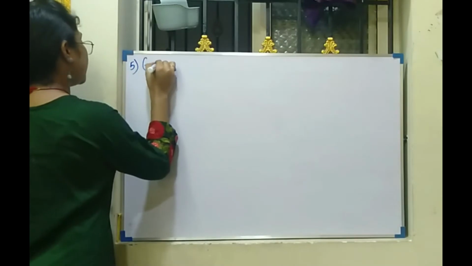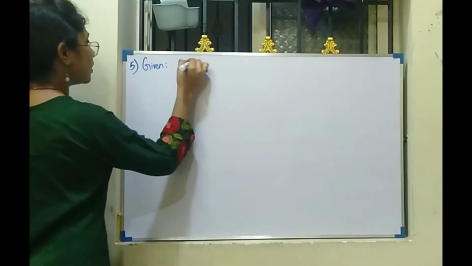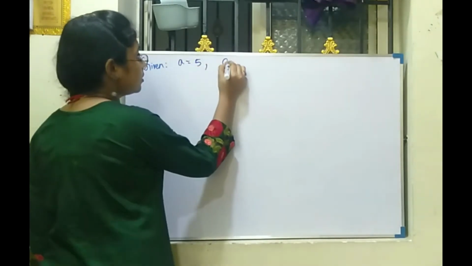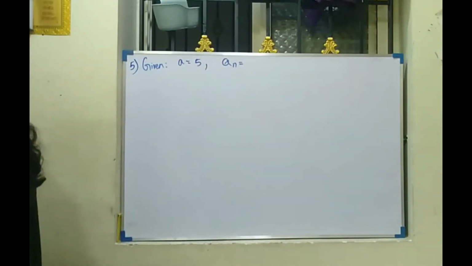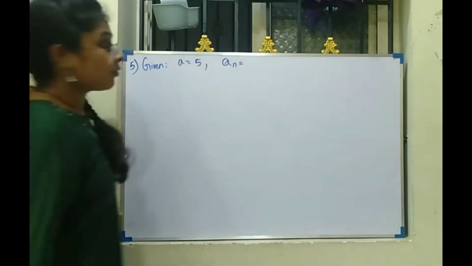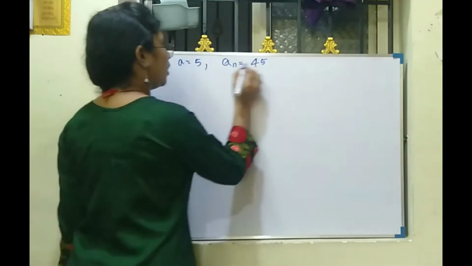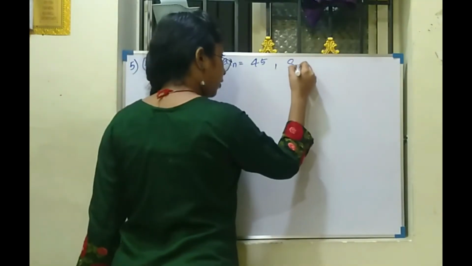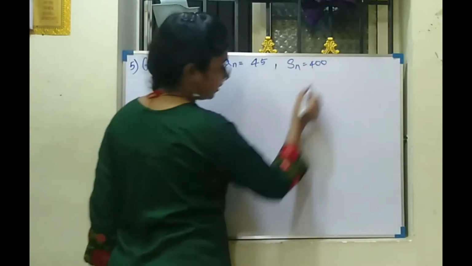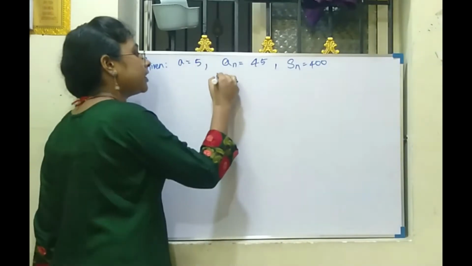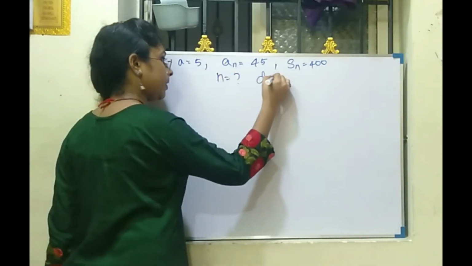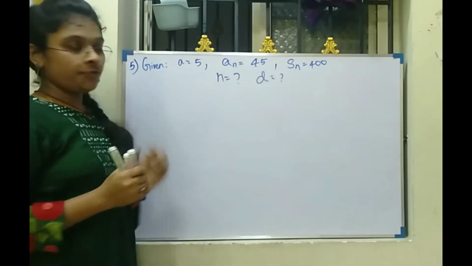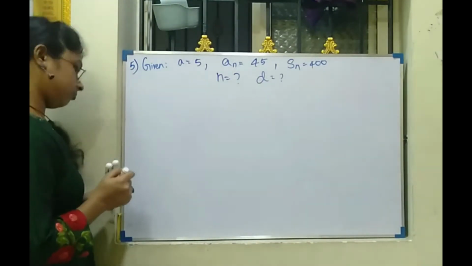The given data is the first term, which is equal to 5, and the last term, which is equal to 45. Last term means an. And the sum of those terms is 400. Now we have to find the value of n and the common difference d. First let me find the value of n because it seems easy.